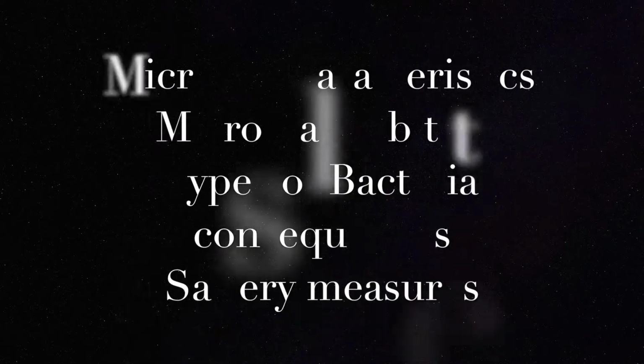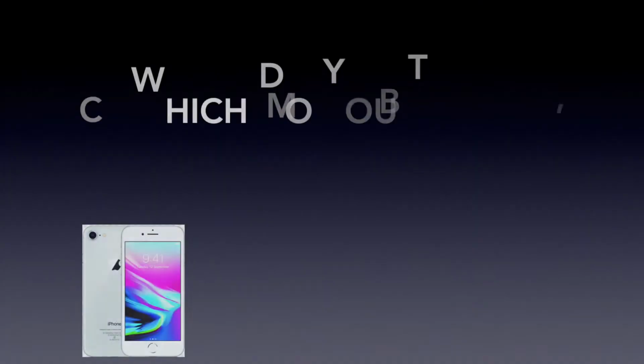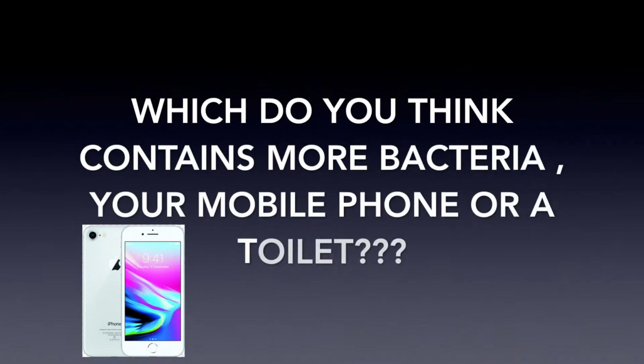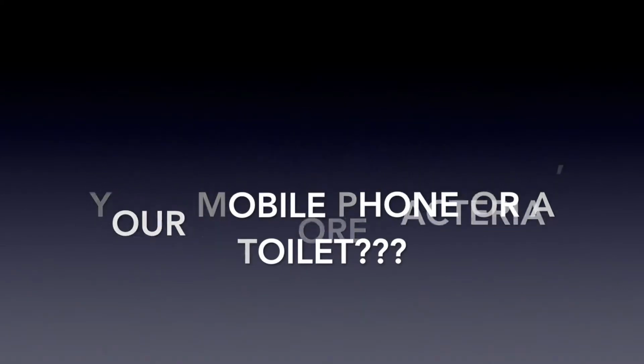In today's episode, we will be discussing microbes and their habitats and characteristics, the types of bacteria and their consequences, and the safety measures used when in frequent contact with different types of bacteria. But before we start with the lesson, does your mobile phone or toilet contain more bacteria? We will find out the conclusion of the episode. The answer may shock you.